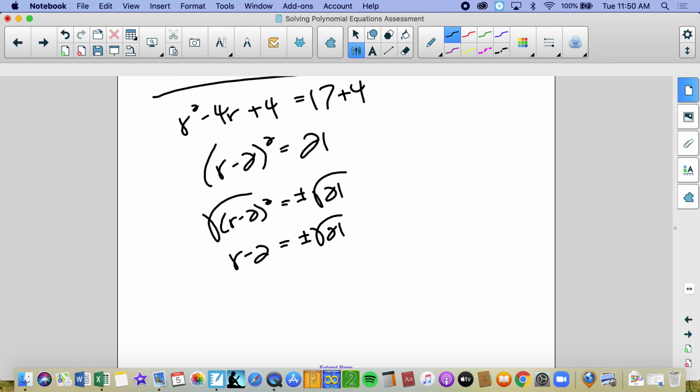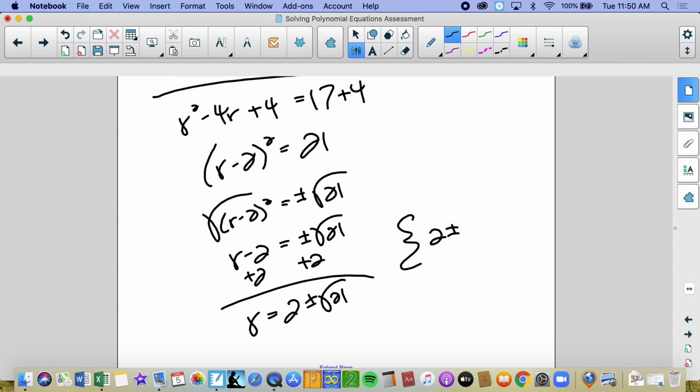21. 9 does not go into it. 4 doesn't. 16, 25. So that is simplified. So we will add 2 to both sides. R equals 2 plus or minus rad 21. And that's going to be my answer. Let's go back and make sure.